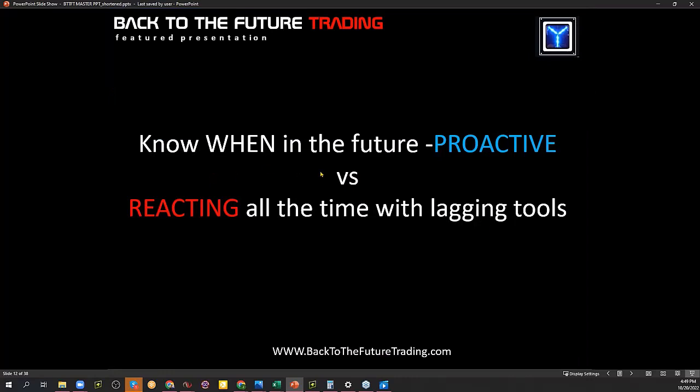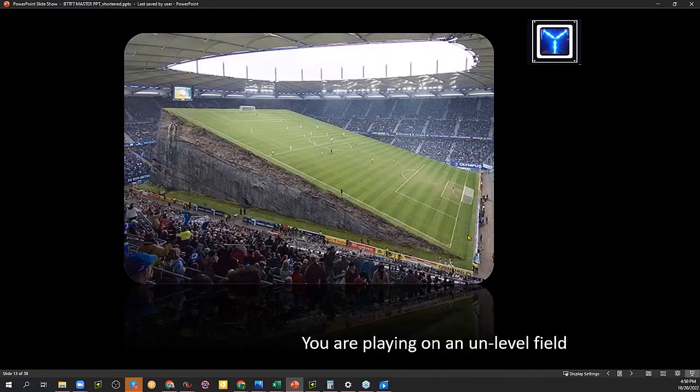So we get to know when in the future to be proactive versus reacting all the time with those lagging tools. I was going to say lagging sissy tools. I have no idea why, but I said it anyway. Because the playing field is stacked against us by the big banks. It absolutely is. I 100% believe that.